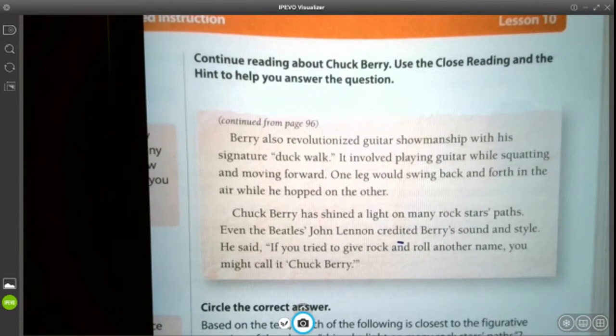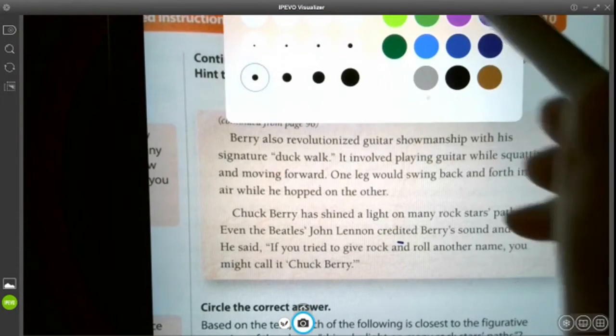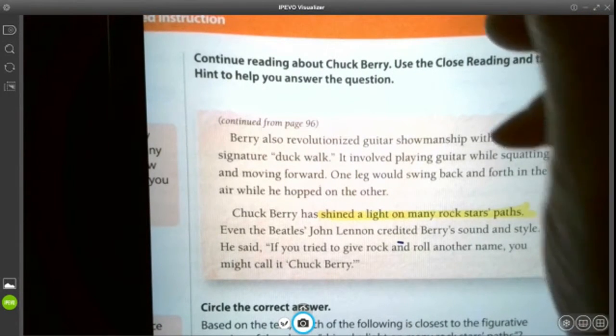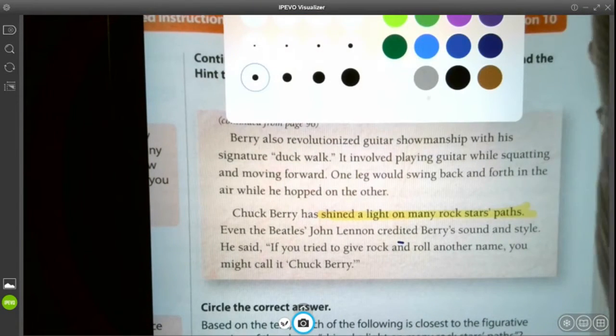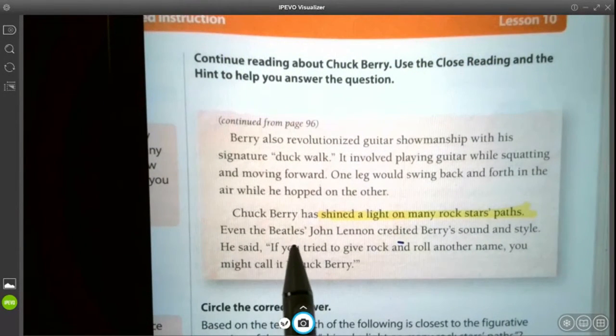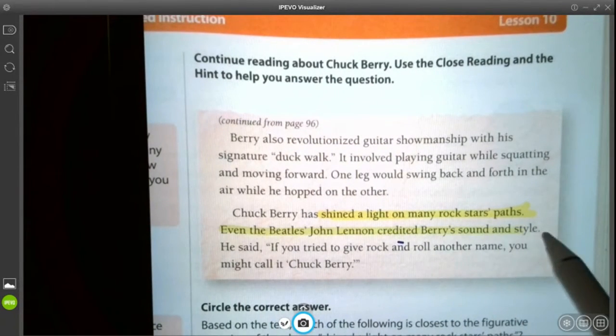All right, so my question down here says, based on the text, which of the following is closest to the figurative meaning of the phrase, shined a light on many rock stars' paths? Okay, so I'm going to actually use the same skill that I used earlier. And you can see right here that shined a light on many rock stars' paths is here. But I'm going to actually need to focus a little bit on the sentence after that. It says, even the Beatles, John Lennon credited Berry's sound and style. So I'm going to actually use some of this to help me out.